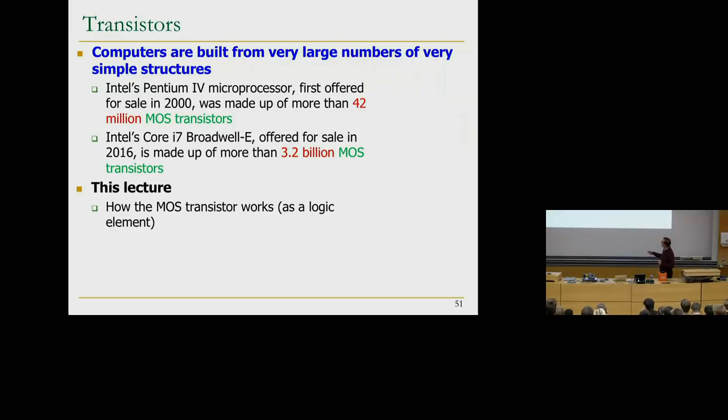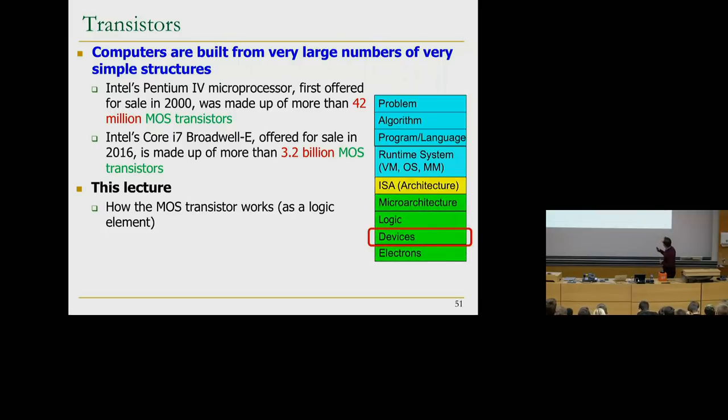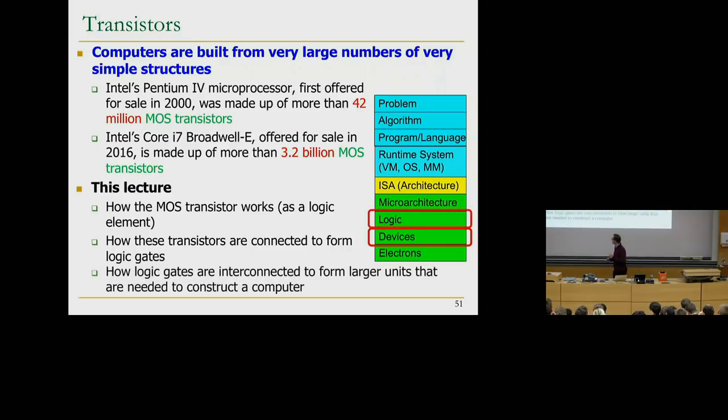Basically, we're going to cover how the transistor works as a logic element. We're going to start with a device. You can think of a transistor as a device which enables the movement of electrons. Hopefully you've had physics at some point in your life, so you learned about electrons. We're going to use the transistor as the abstraction level to build logic. Basically, how do we connect these transistors to form different logic gates? And then we're going to move to how these logic gates are interconnected to form larger units that are needed to construct a computer. Basically, we're going to move to microarchitecture and ISA.